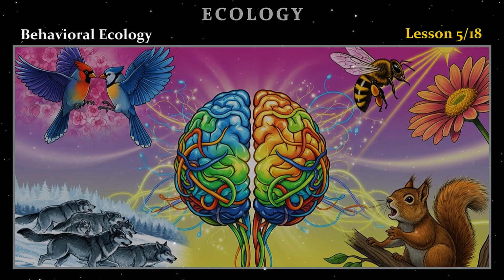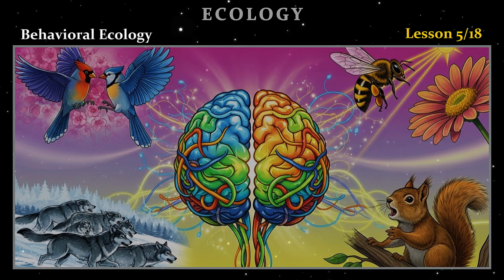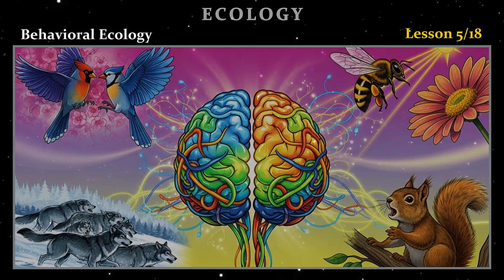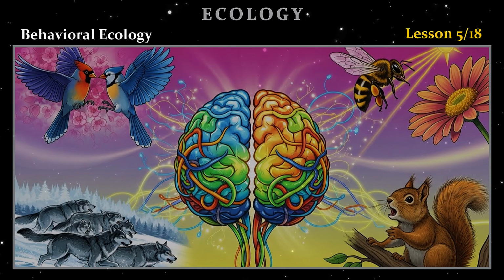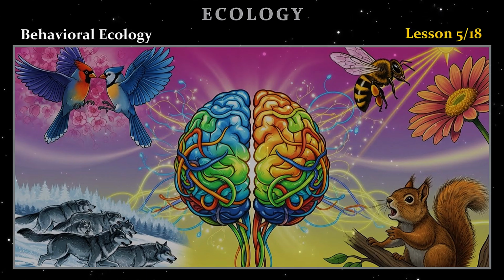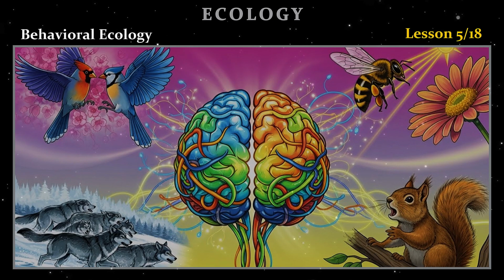Polygyny, where one male mates with many females, occurs when resources are clumped. If a male can control a prime territory with lots of food, females will flock to him. He defends the resource, and by extension, the females. Polyandry, where one female mates with many males, is rarer but fascinating. It occurs in species like the jacana bird, where the female is larger and more aggressive, defending a territory while multiple males incubate her eggs. This flips the traditional script, showing that behavior is driven by ecological necessity, not rigid gender roles.